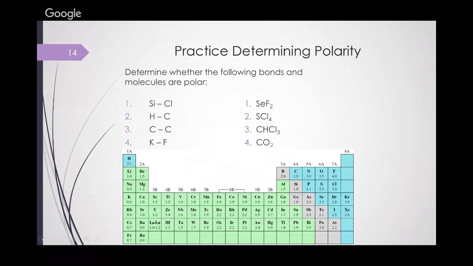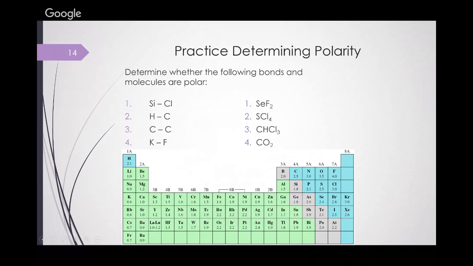The difference between carbon and hydrogen, 2.5 and 2.1, is 0.4, nonpolar. Carbon and itself, well, anything from itself is 0, so this is a 100% nonpolar bond because the difference is 0. And then potassium and fluorine. Potassium is 0.8, fluorine is 4.0, so the difference there is 3.2. This then is ionic.